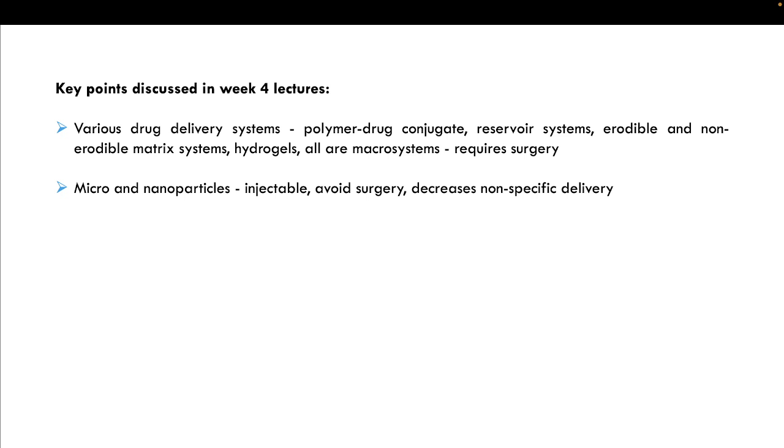The biggest advantage of having micro or nanoparticles as your drug delivery systems is that they are injectable. After your formulation, you can take these micro or nanoparticles in a syringe and inject them into the patient's body, rather than performing a surgery to implant them and then another surgery to remove the implant. This is the biggest advantage of having your drug encapsulated into these particles. Also, it decreases non-specific delivery.